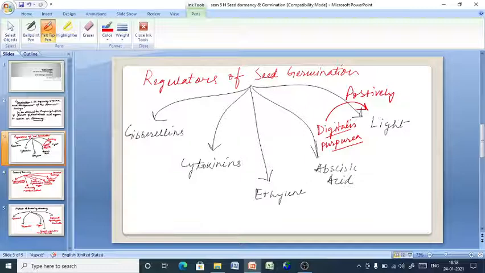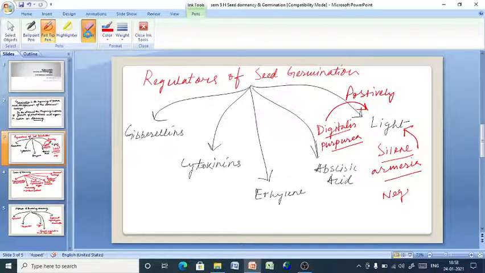And the second one is known as Silene armeria. This is another prominent example of a negatively, or it's better to say non-photoblastic, plant example.